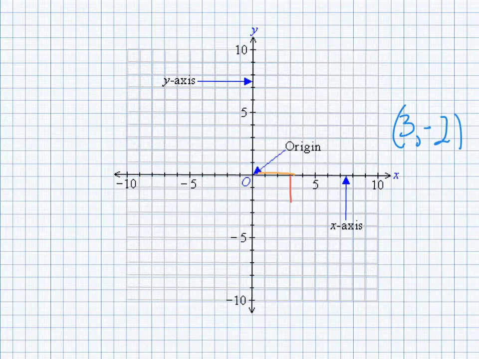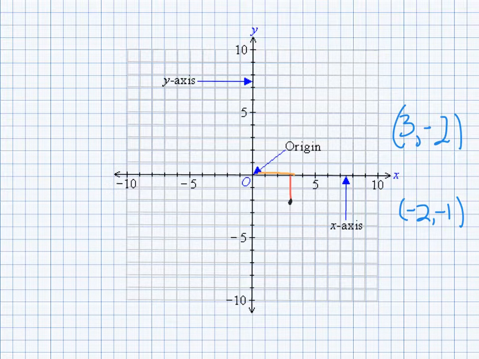Looking at what I did, I took the yellow line and I went over 3 boxes, 1, 2, 3, 3 points. I went down 2 for the -2. So I go down for the negative, and positive numbers go right or up. Negative numbers go left, or they go down. And here I have an ordered pair, and I can mark my spot, and that would be my point on this.